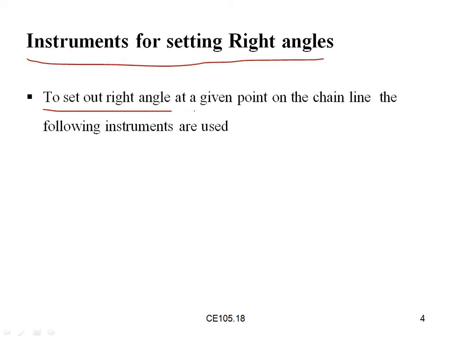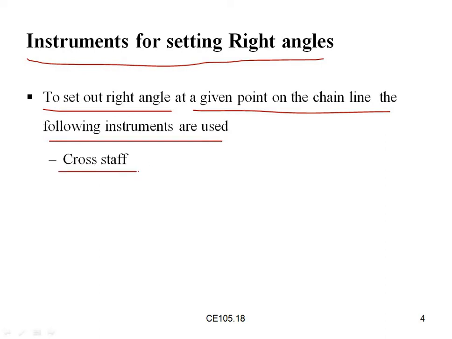Let us see here what the instruments for setting right angles are. To set out a right angle at a given point on the chain line, the following instruments are used. The first one is crossstaff, then optical square. So what is a right angle? You know. This is a chain line, and on this chain line we want to set a perpendicular line. This is called the right angle line. So what is a crossstaff? How will it be?